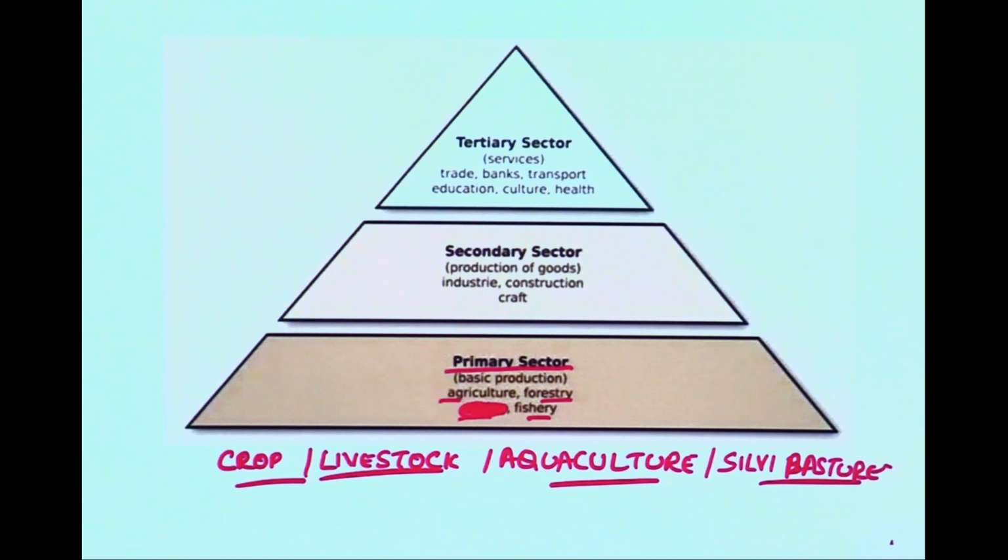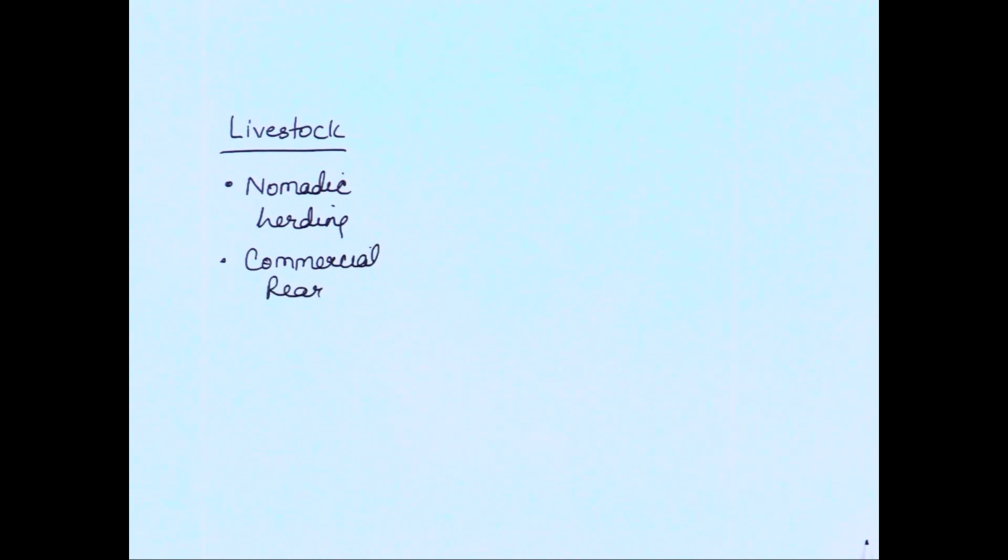Where do I draw the boundary line to distinguish them? If it is livestock, it can be nomadic herding, it can be commercial rearing, and we have not yet learned it can be dairy farming.